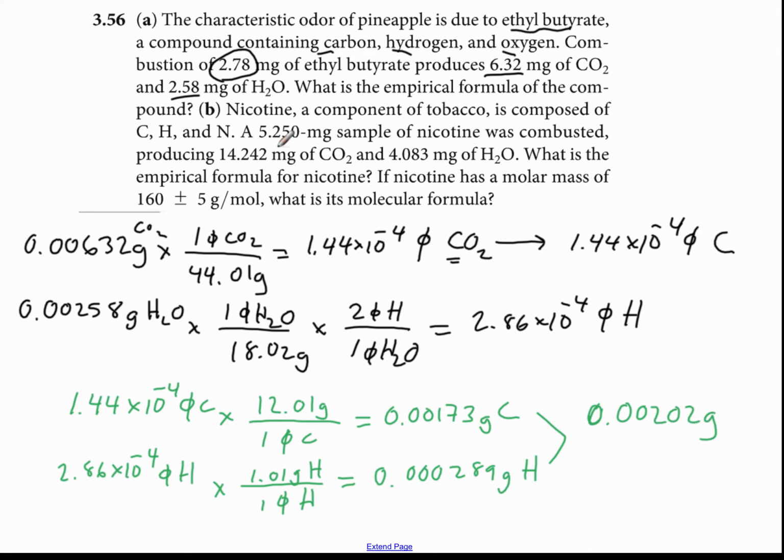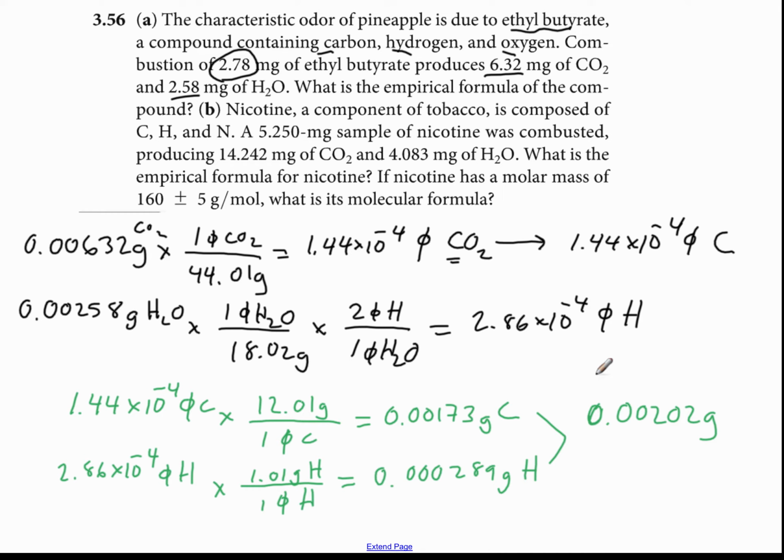But I know from the problem that I have 0.00278 grams total. So that would include the carbon, the hydrogen, and the oxygen. This is just the mass of the carbon and the hydrogen. So the oxygen's got to be the difference.